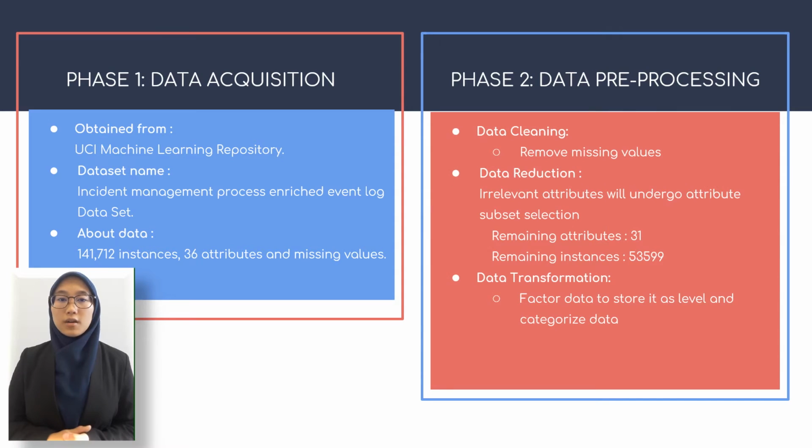Phase 2, data preprocessing. The data was cleansed by removing missing values and then underwent data reduction by attribute subset selection. The remaining attributes and instances are 31 and 53,000 respectively. Then the data was transformed by factoring it to store it as levels and categories.